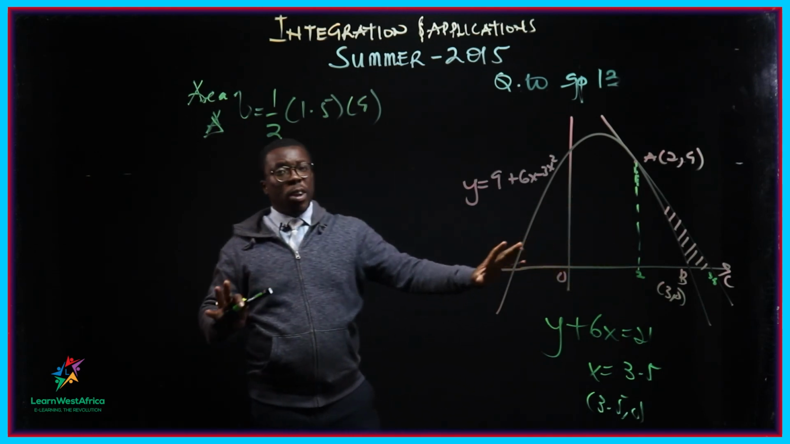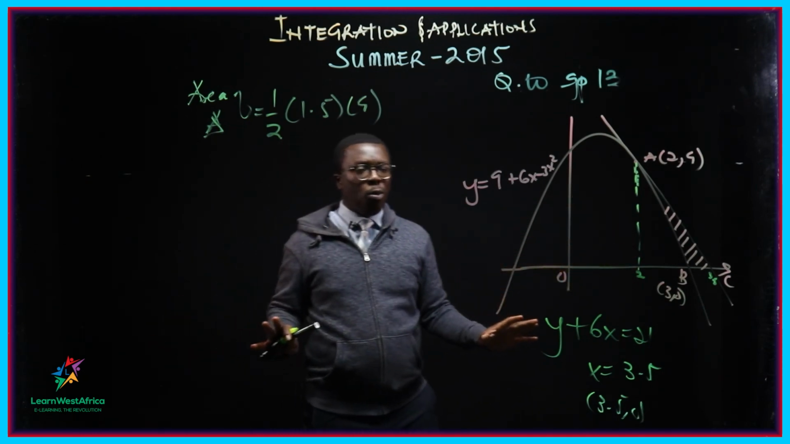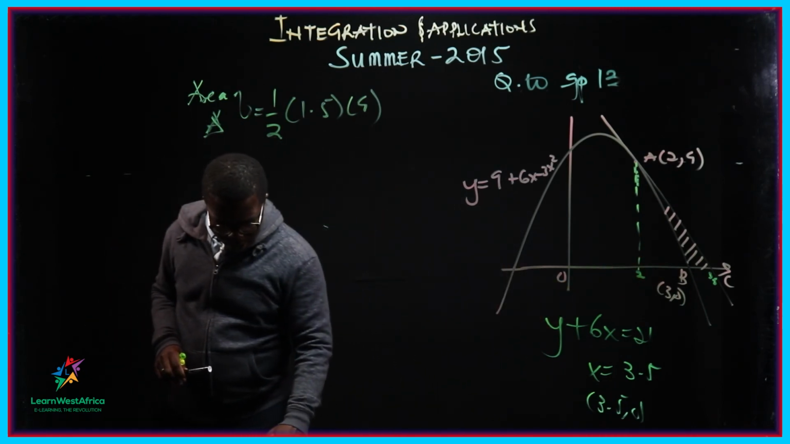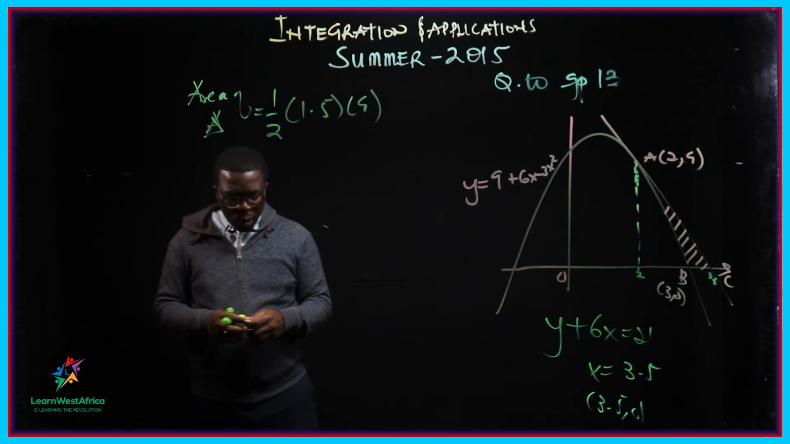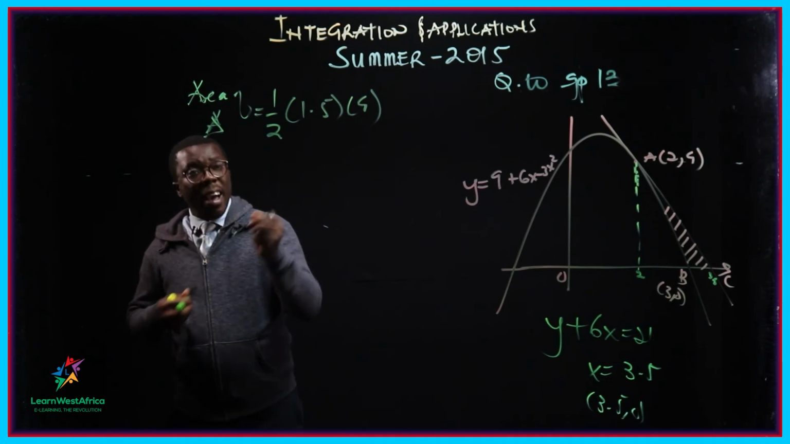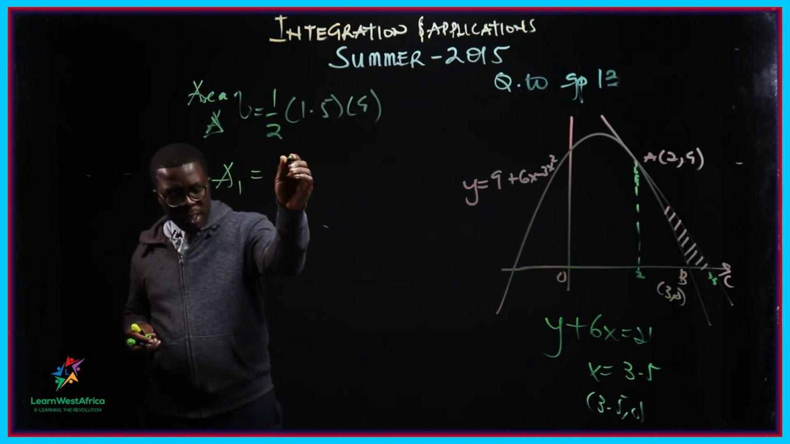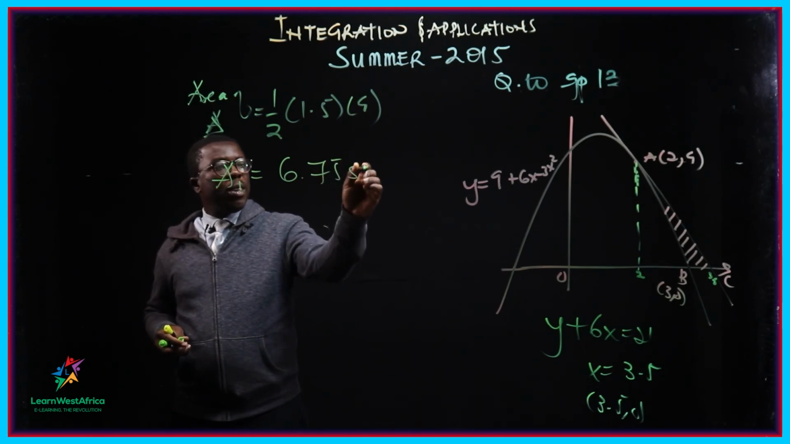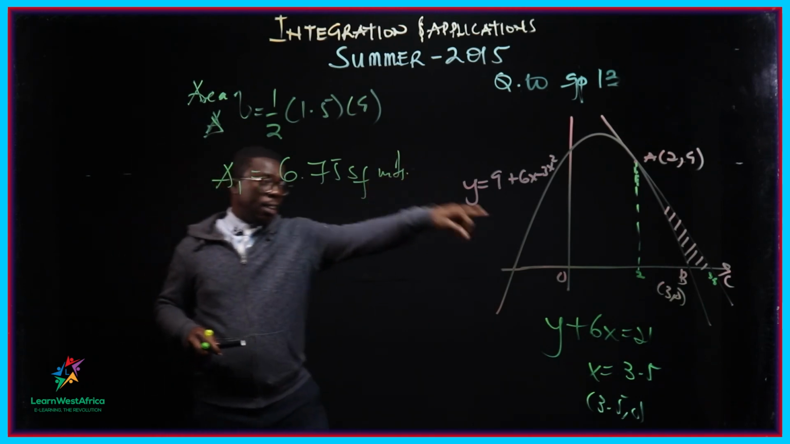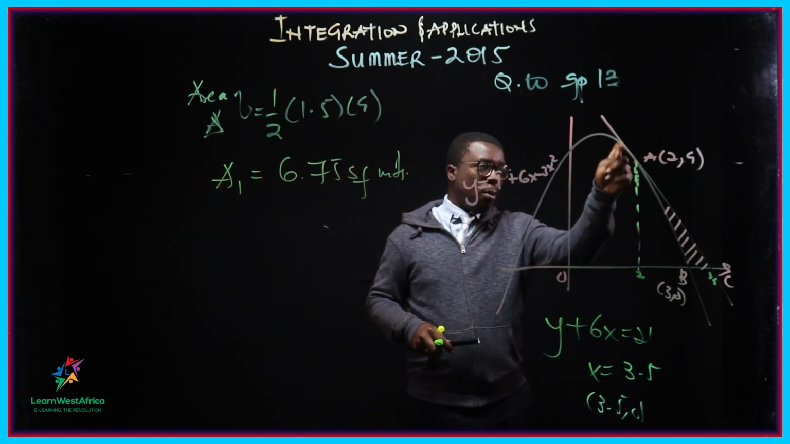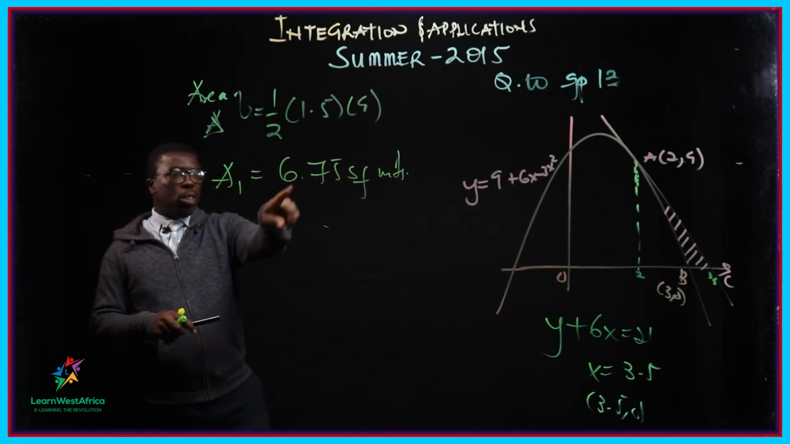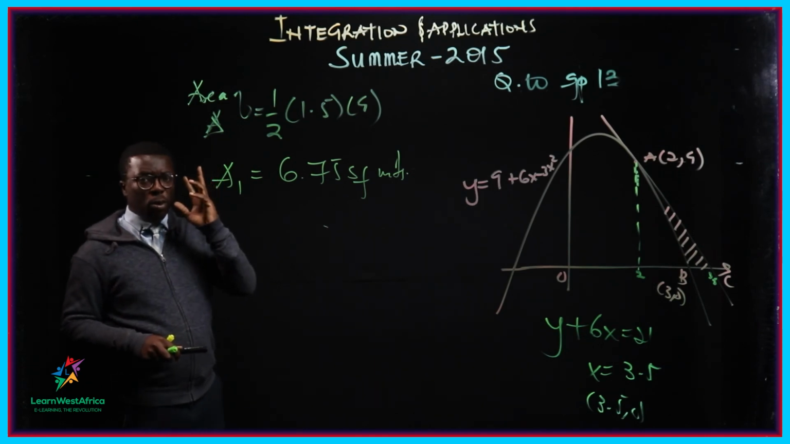Once a triangle has been established, it is half base times height, as we know from geometry. So half times 1.5 times 9. That should give us the area of the triangle. Are we okay? So let's call that A1, being 6.75 square units. 6.75 square units should be the area bounded by the tangent from point A with the x-axis. We are cool.